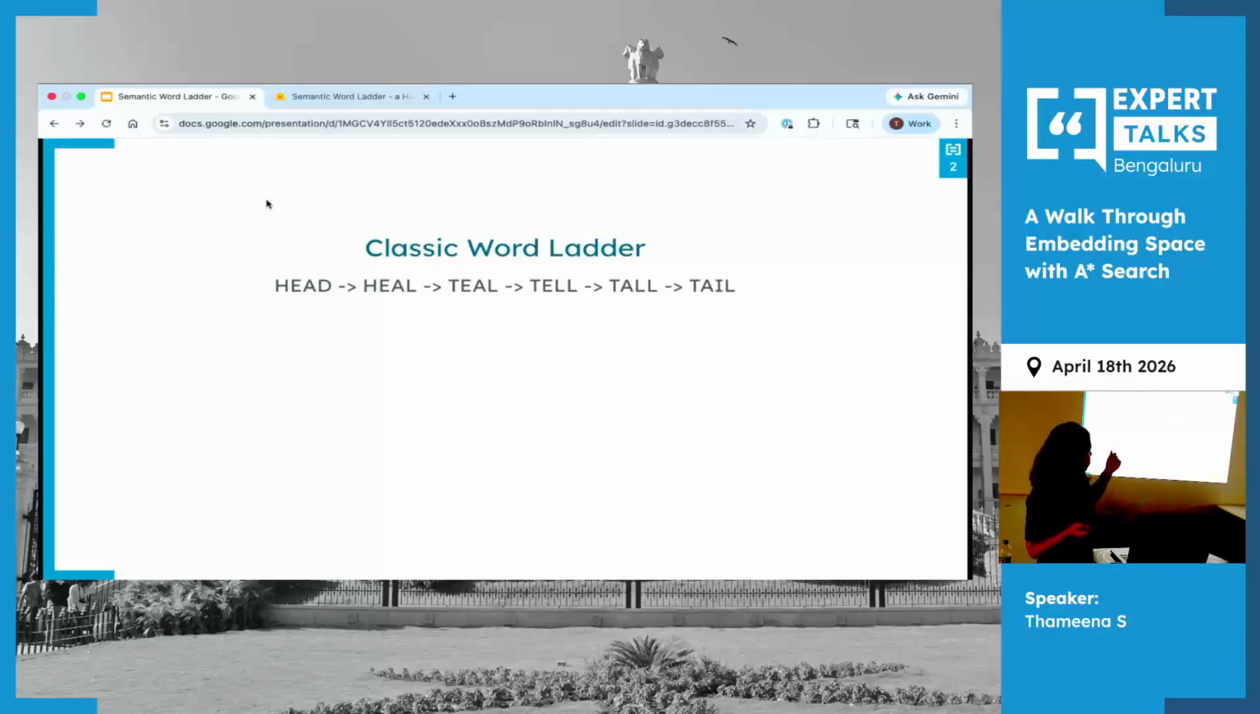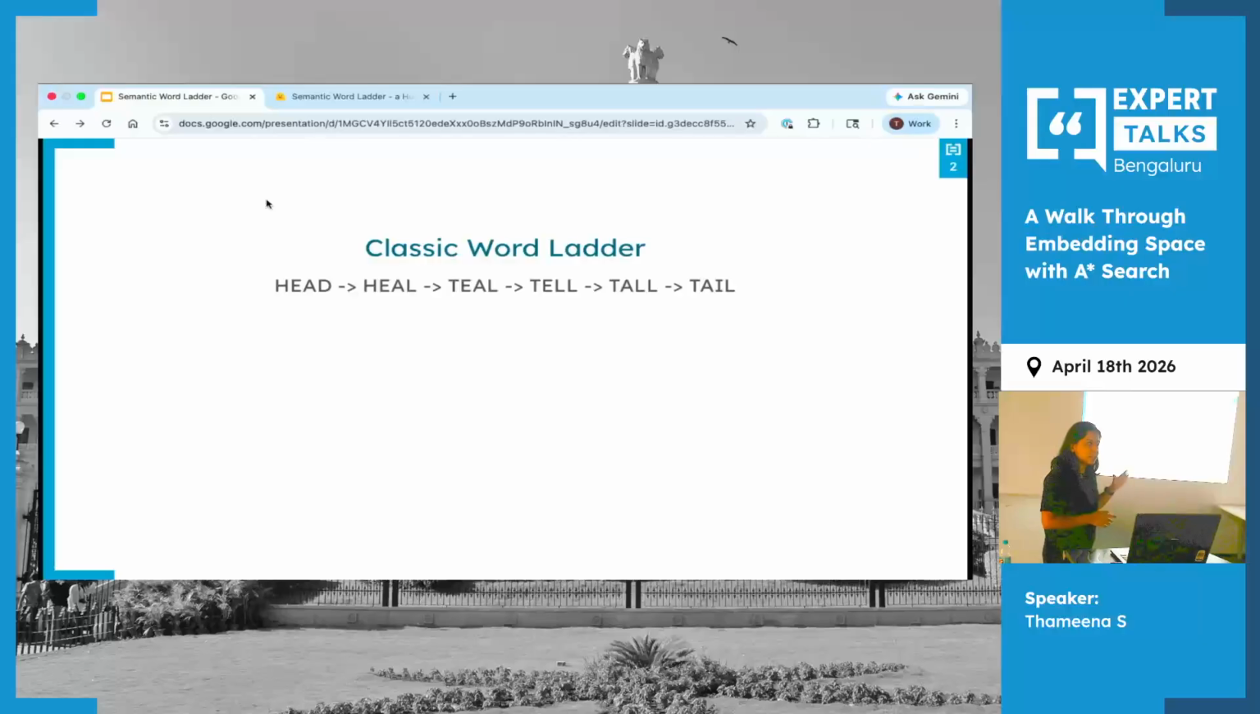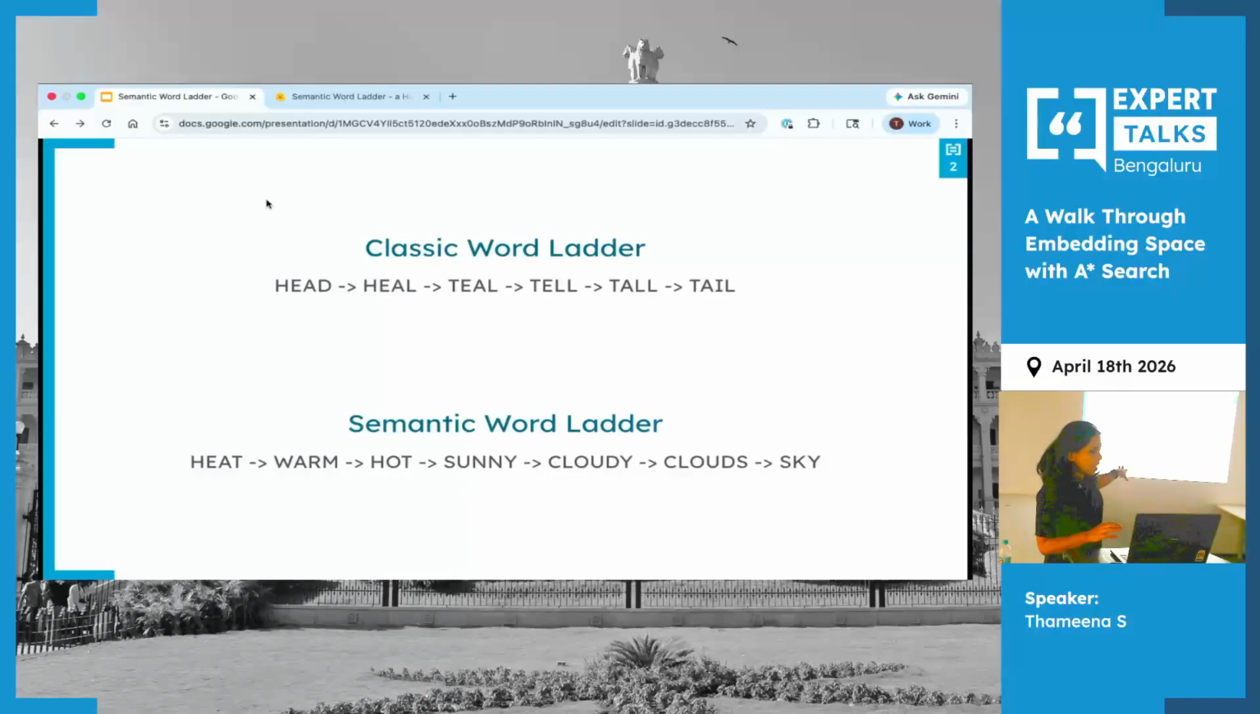So from head, you get heel by changing the last letter D to L. And heel becomes teal, that becomes tall, and finally tail. So you're changing one letter at a time. Right? That's a classic word ladder. Now, what I have built here is slightly different. It's called a semantic word ladder, which means you still have a start word and an end word, but instead of changing one letter at a time, you will be changing the meaning slightly, step by step.